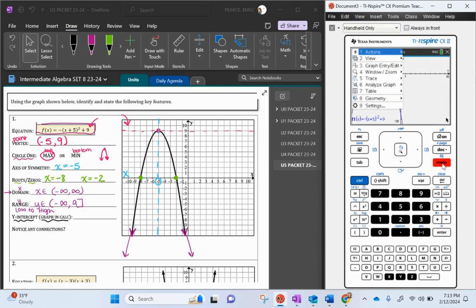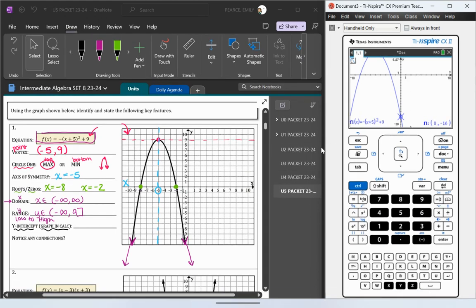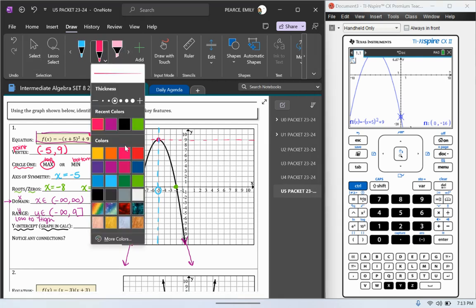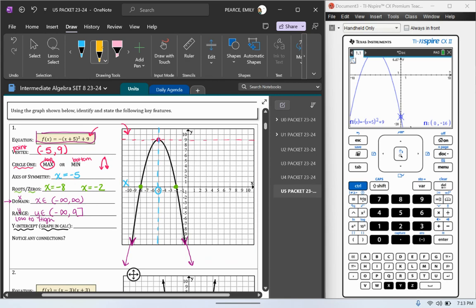I'm going to go ahead and trace, menu 5, graph trace, and it actually lands right at the y-intercept, which as you can see over here is at 0, negative 16. And we're going to state that just like a point. Let's do yellow for y-intercept, 0, negative 16.